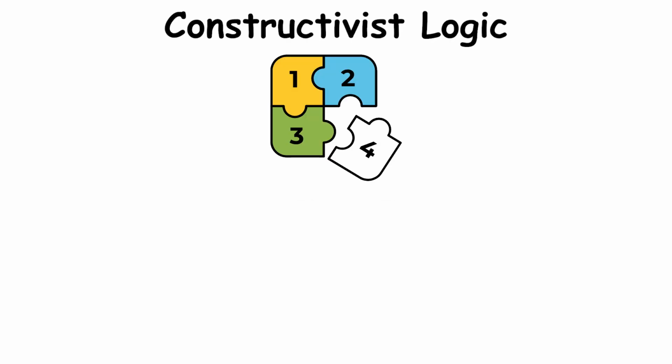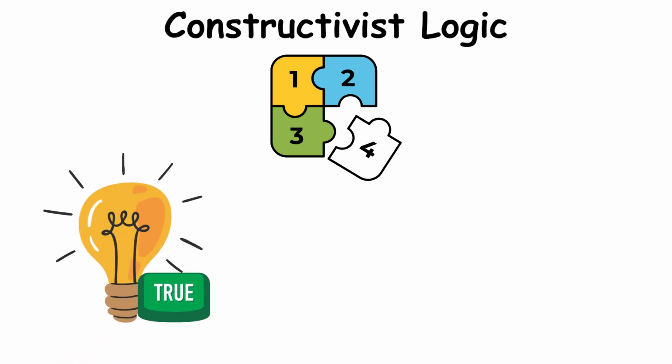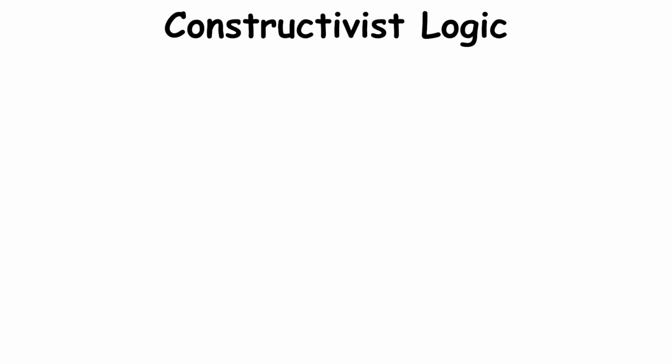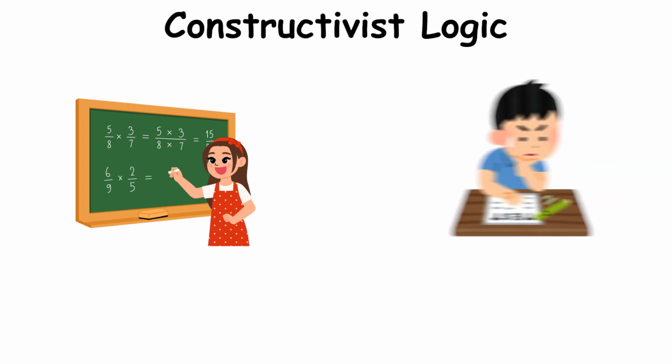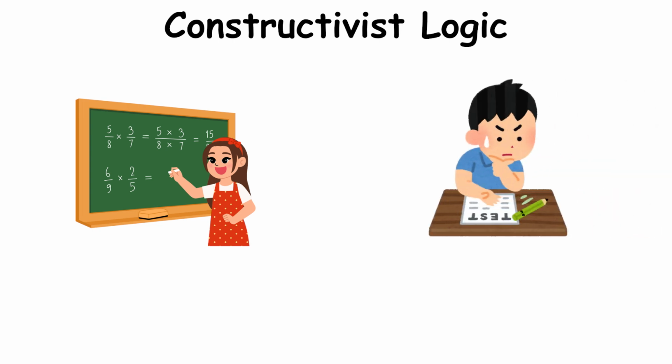11. Constructivist logic. Constructivist logic focuses on the idea that knowledge and truth must be constructed through evidence and reasoning. Example: when solving a math problem, you don't just accept the answer, you need to construct a solution step by step. Only when the solution is constructed is it true.